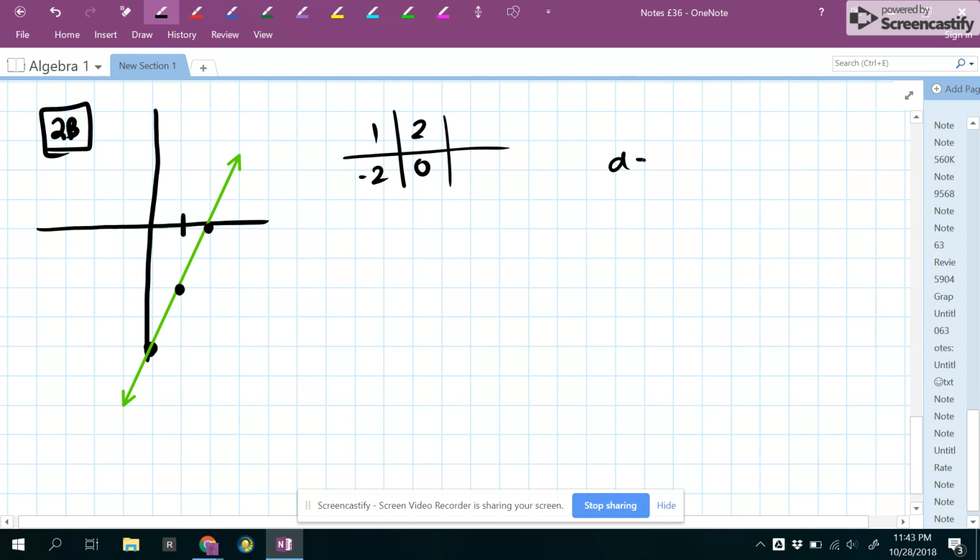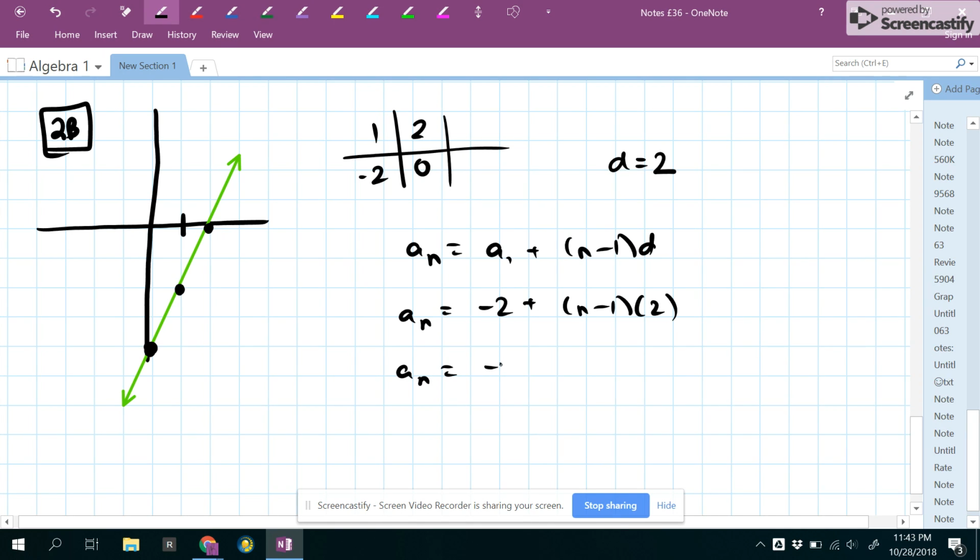So your difference is 2. A sub n equals a sub 1 plus n minus 1 times d. A sub n equals -2 plus n minus 1 times 2. Distribute properly. A sub n equals 2n minus 4.